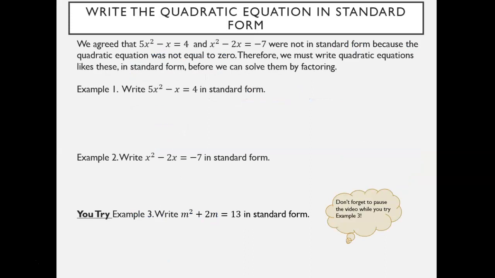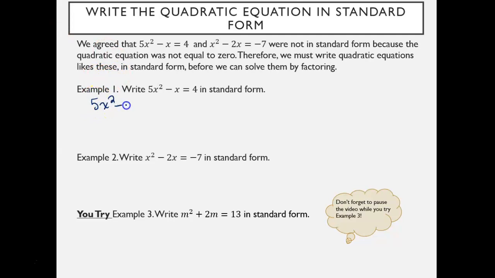All right, so we agreed that 5x squared minus x equal to 4 and x squared minus 2x equal to negative 7 were not in standard form because the quadratic equation was not equal to 0. Therefore, we need to write quadratic equations like these in standard form before we can solve them by factoring. So remember, our goal is to get the quadratic equation equal to 0.